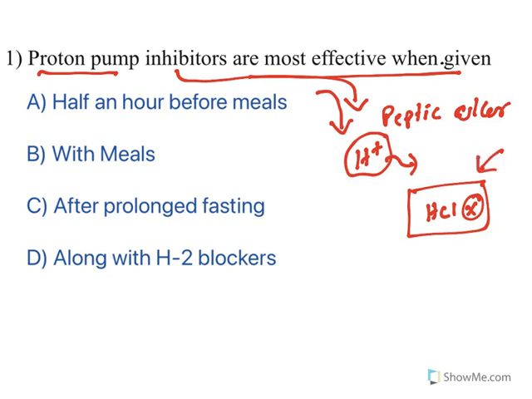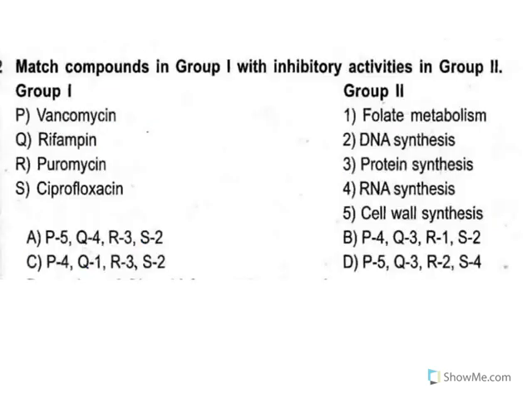HCl forms when we take food. So, after taking food, it won't help because HCl is already formed. So, these drugs have to be taken half an hour before meals so that HCl formation will be inhibited. Omeprazole, esomeprazole, pantoprazole, all of them belong to this category. So, the answer is half an hour before meals.